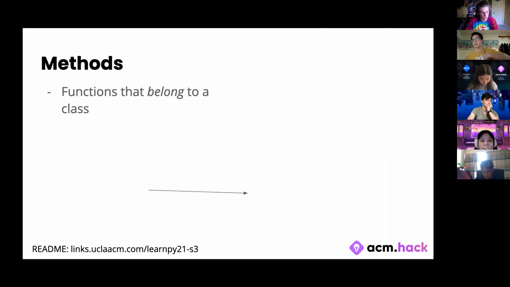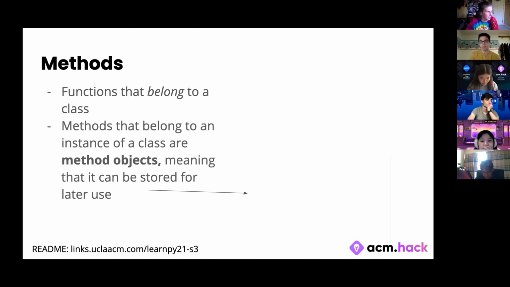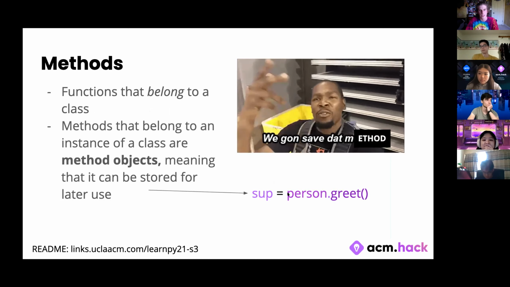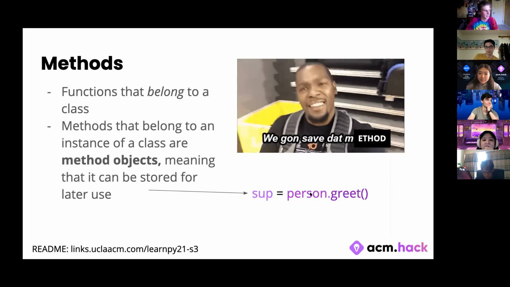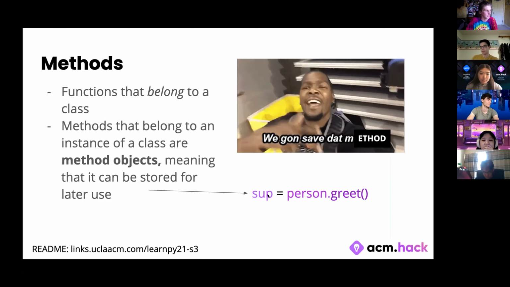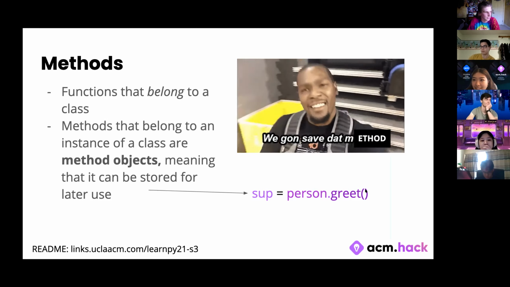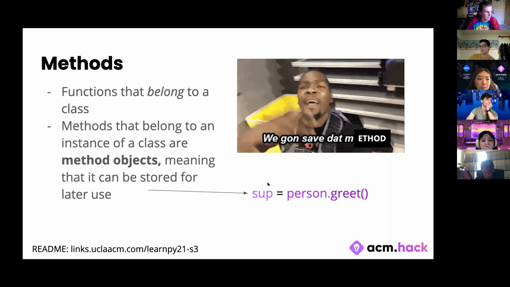And then the other type of attribute reference is methods, and methods are functions that belong to a class. Methods that belong to an instance of a class are called method objects, which means that we can also store them for later use. Which means that if I have, let's say, a class called person, and that class has a method called greet, and I want to save that, I can do sup equals, or whatever name I want, equals person.greet, and then that means that I can save that method in sup and use it later.